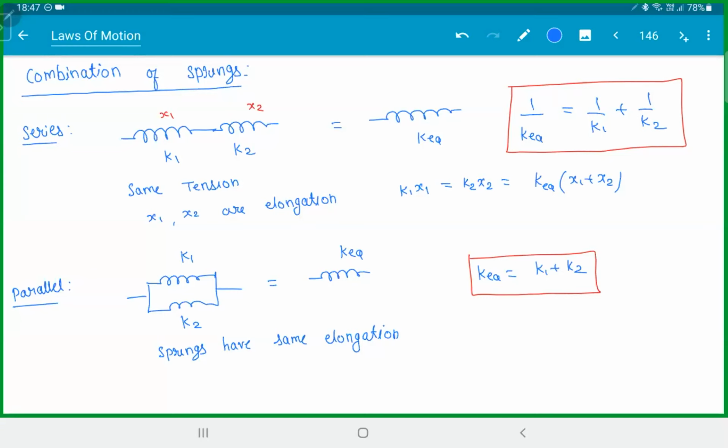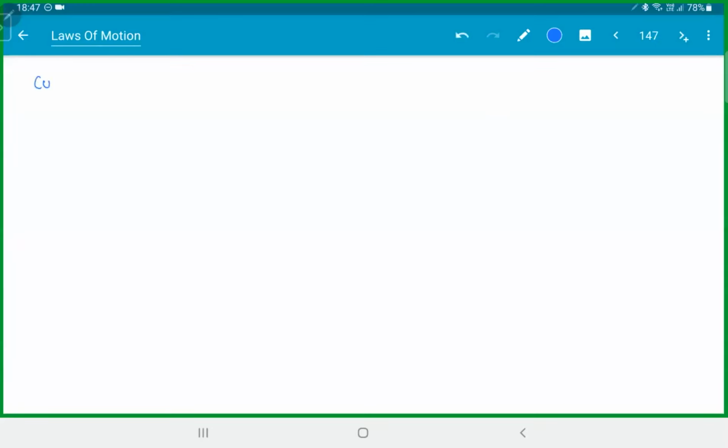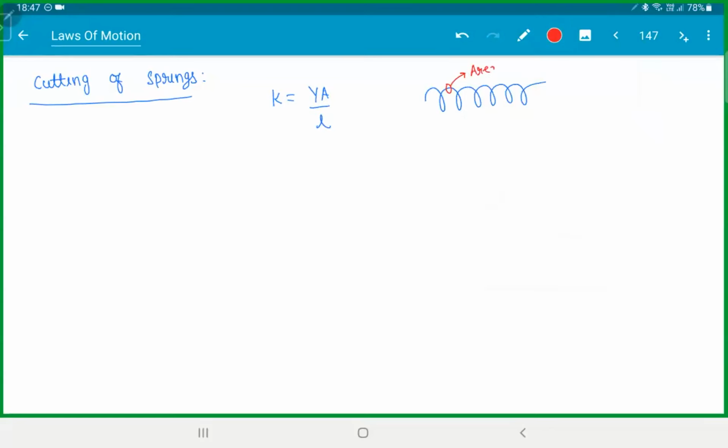Next thing, turn the page. What happens if you cut a spring? Now the spring constant K is actually given by YA by L. That means if you take a spring, we are talking about this area. Basically, how thick is that wire which you are using? This is the cross-sectional area of the wire used to make the spring. It means if you use a thick wire, the spring will be stronger.